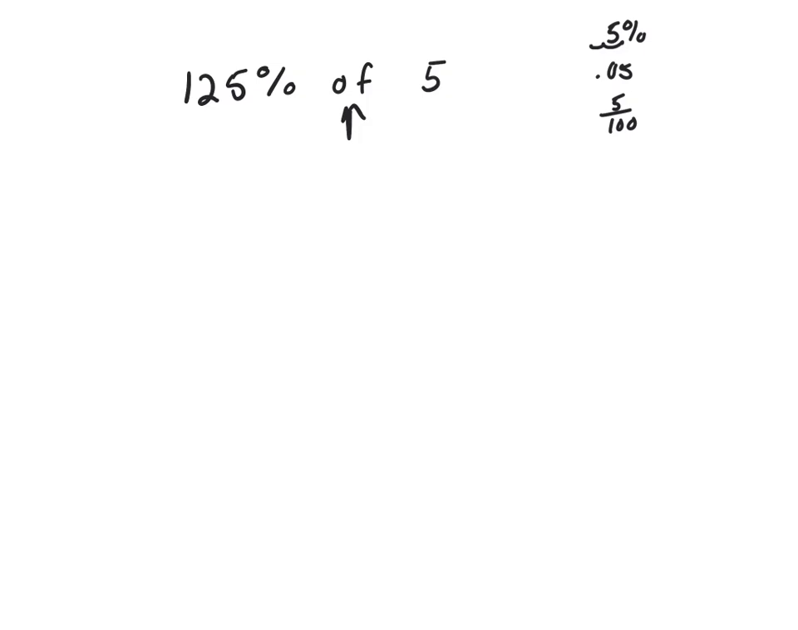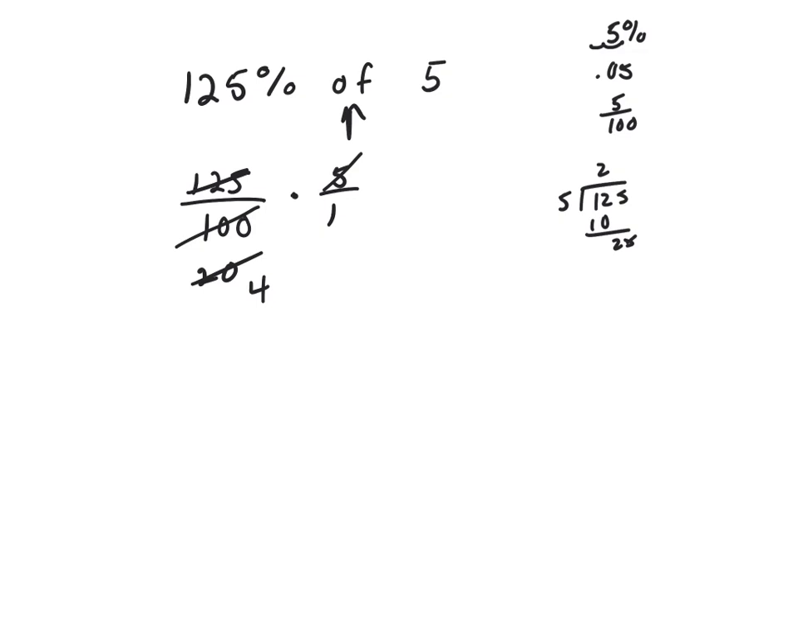So in this problem, since I like fractions, I'm going to do 125 over 100 times 5 over 1. So 5 will go into 100 20 times. And 5 will go into 20 4 times. And 5 will go into 125 25 times. So you got 25 divided by 4.